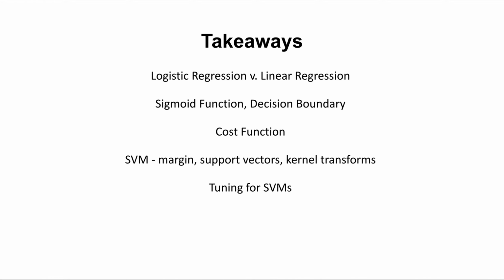So that's it for today, but let's conclude the lecture. The takeaways for today's lecture is that we talked about logistic regression versus linear regression, the idea of a decision boundary, the sigmoid function, etc. We talked about the cost function for both logistic regression and SVM. For logistic regression, the cost function is cross-entropy, instead of linear regression's mean squared error. And for support vector machines, our cost function is hinge loss. And for support vector machines, we talked about margin, support vectors, kernel transforms, and how to tune them with gamma and regularization, etc.